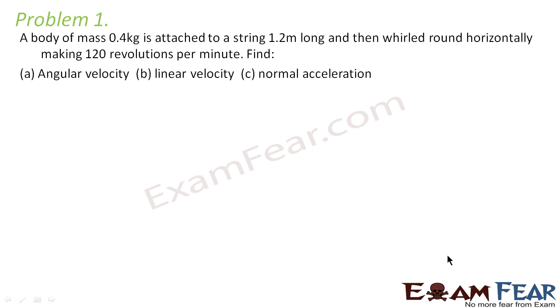Now we will look at certain numericals on uniform circular motion. The problem says a body of mass 0.4 kg is attached to a string 1.2 meters long and then whirled round horizontally, making 120 revolutions per minute. Let us suppose this is the string and this is the body of mass 0.4 kgs. So it is whirled in a circle with the help of this string.